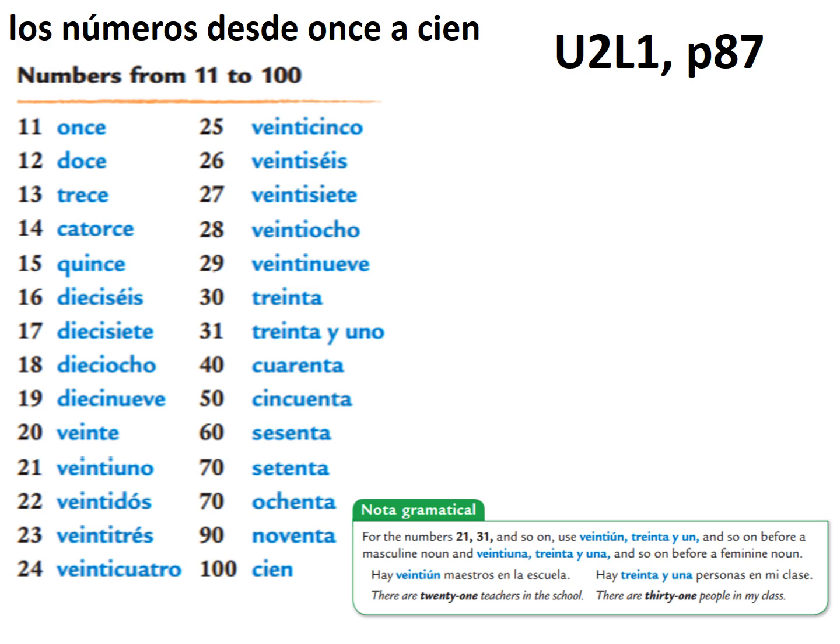11 is once. 12 is doce. 13 is trece. 14 is catorce. 15 is quince. 16 is dieciséis. 17 is diecisiete. 18 is dieciocho. 19 is diecinueve. 20 is veinte.